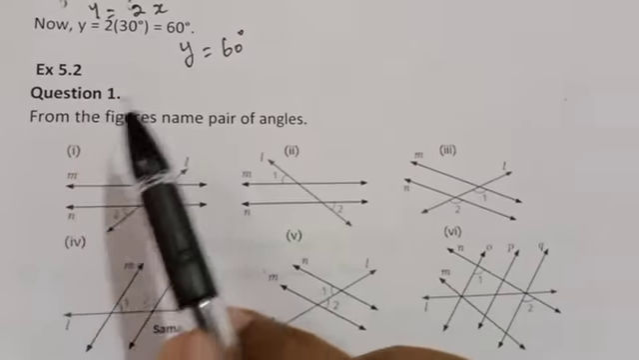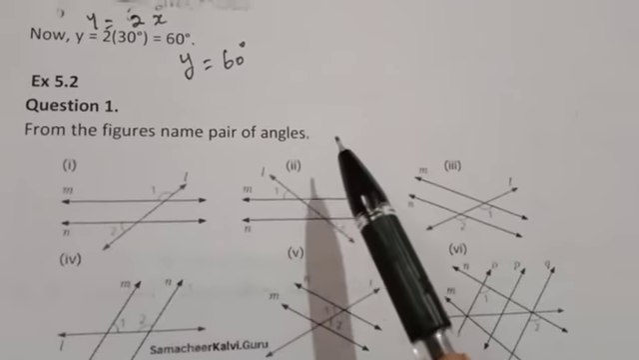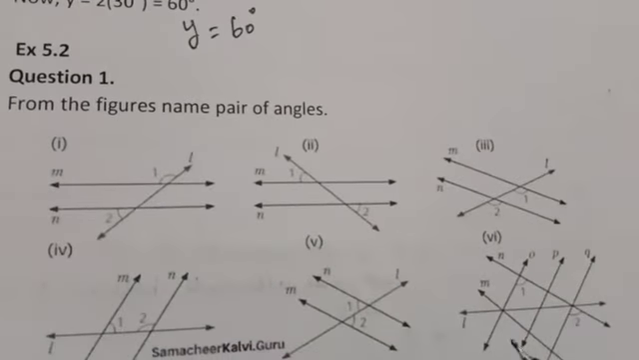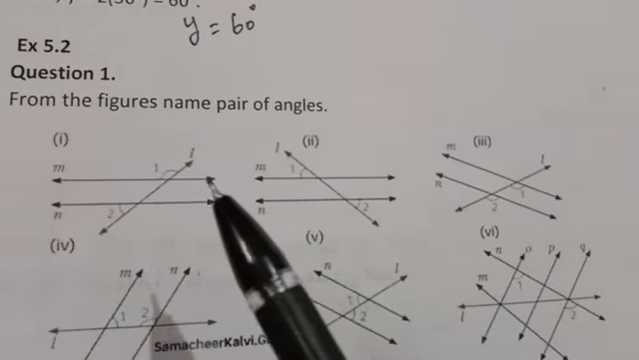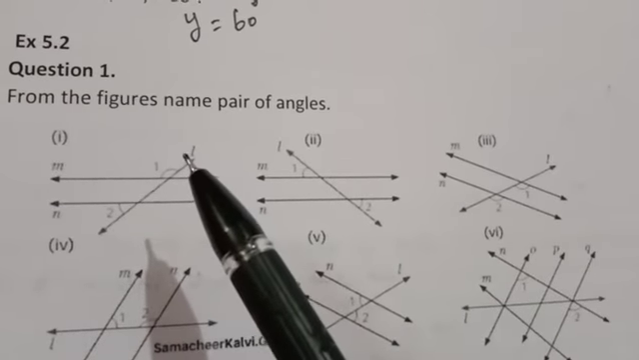Exercise 5.2 question number 1. From the figures, name the pair of angles. Yes, some of the pictures are given. For these pictures, we have to find the names of the pairs of angles.